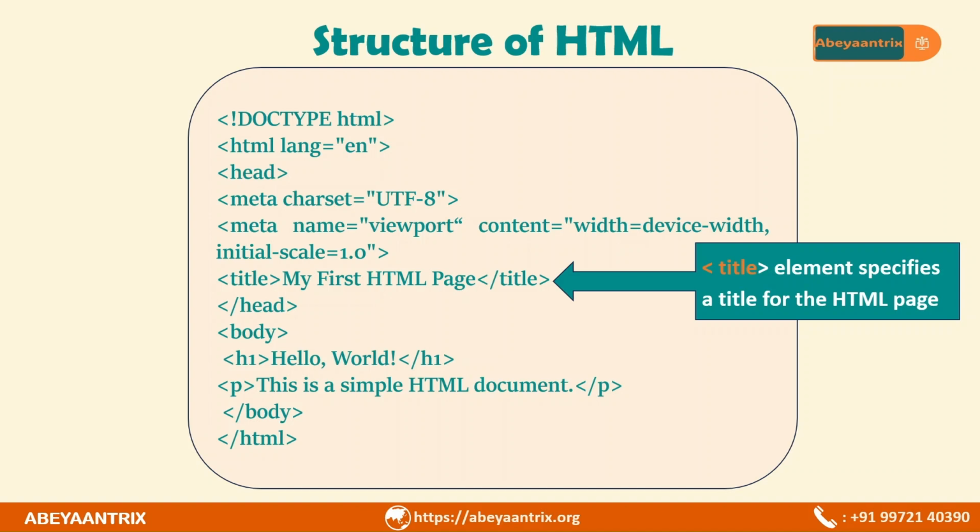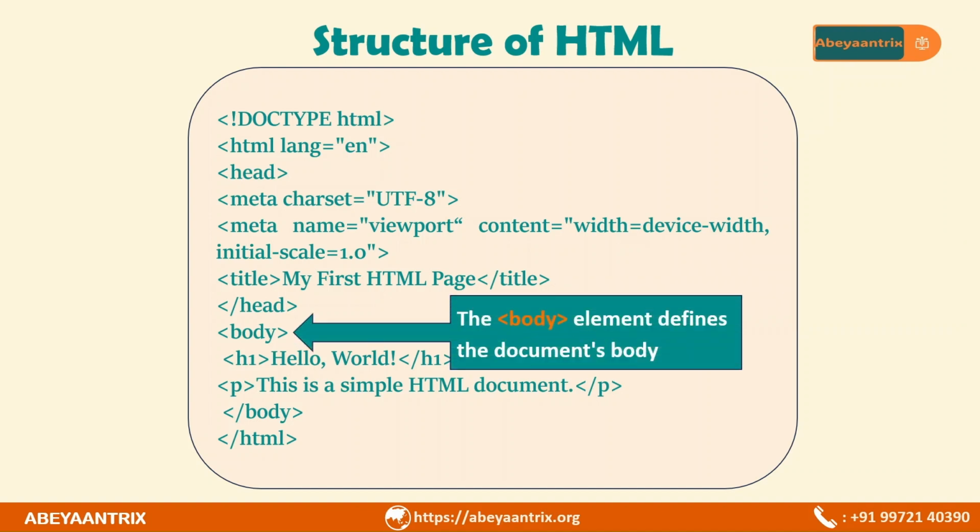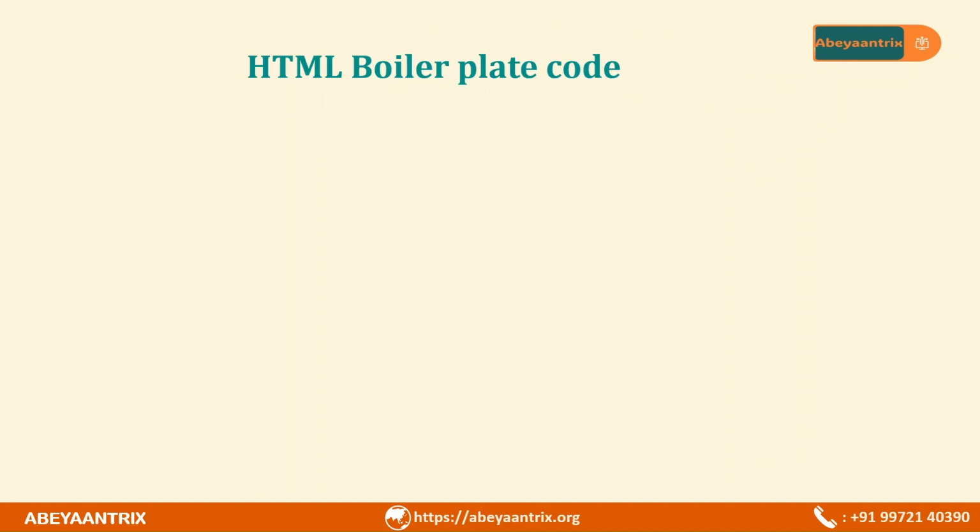Okay, so the next one is the head section close part. So next, body. The body section is where all your visible content goes: headings, paragraphs, images, videos, everything users see inside the body tag. Okay, so simple script, right? So the structure is like the blueprint of every website. So wherever you execute your HTML code, these basic things will be available all the way.